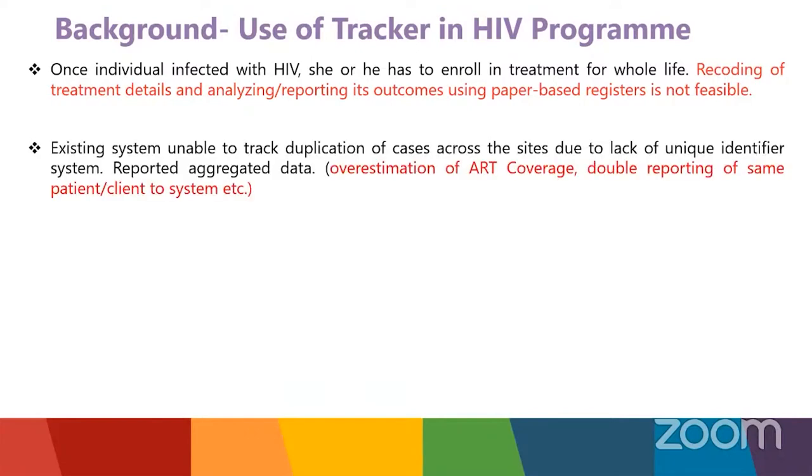The second issue is that if someone is on treatment for their whole life, their movement is obvious, from one district to another district or from one province to another province. If there is no electronic system, then it's difficult to track their movement, and this might result in the reporting of the same individuals from multiple sites, which would result in overestimation of ART coverage or double reporting of the same patient or client to the system.